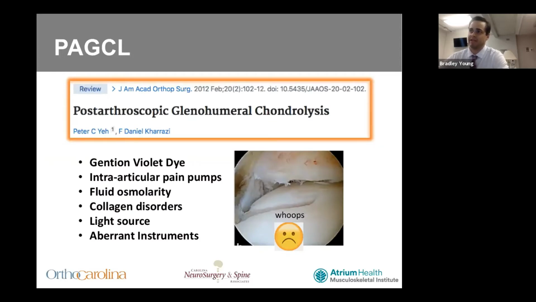Factors that have been deemed potential causes of PAGCL are gentian violet, which is a dye historically used for rotator cuff arthrography, intra-articular pain pumps, as we've already discussed, irrigation fluid with abnormal osmolarity, pre-existing collagen disorders in the patient, and of course, thermal energy from the light source and mechanical damage caused by our arthroscopic instruments placed in and out of the joint.